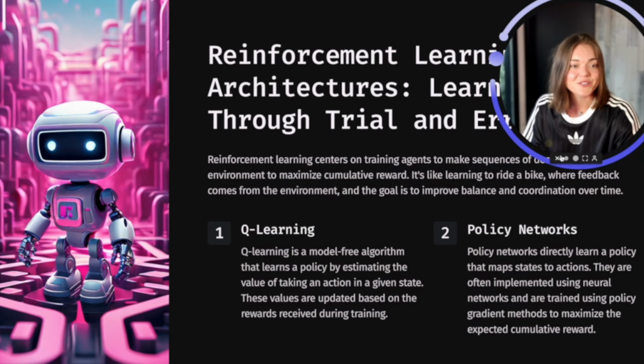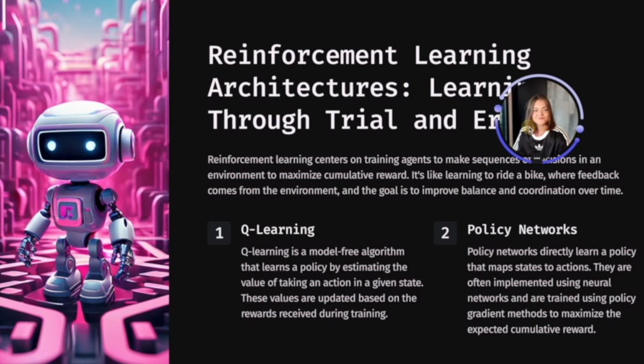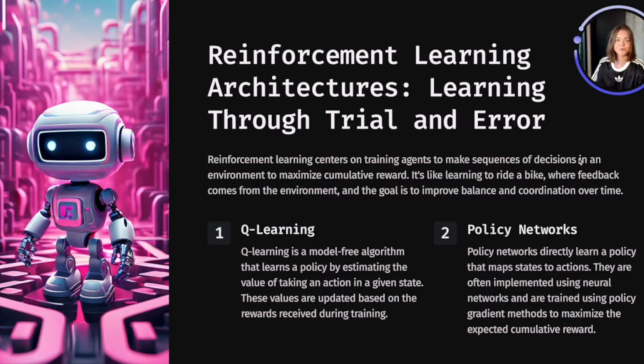Okay, and now we're going on to reinforcement learning. Reinforcement learning centers on agents doing trial and error. So you make sequences of decisions in environments and you get feedback. It could be positive, it could be negative, it could be neutral. And then you learn how to navigate the environment.